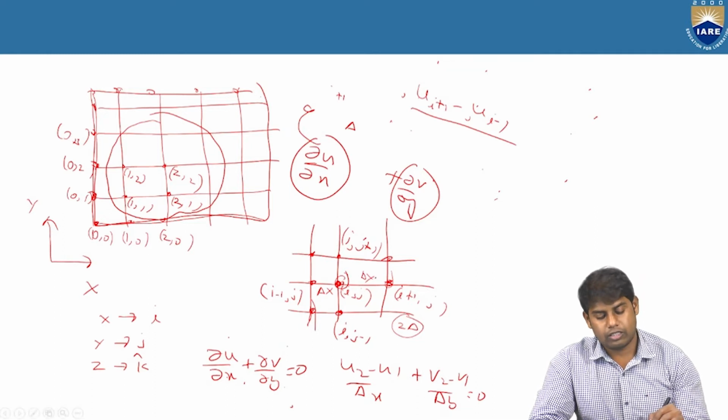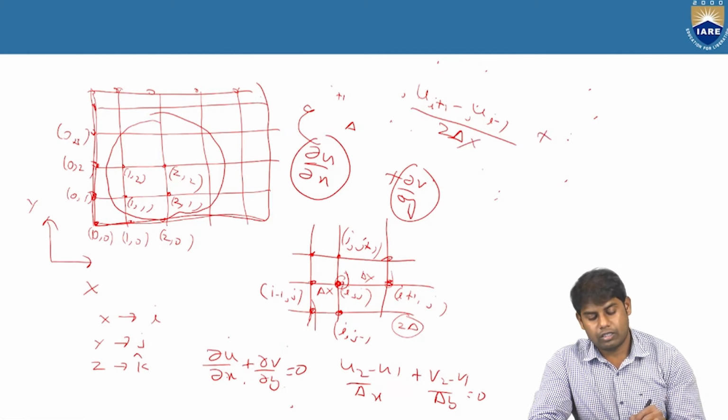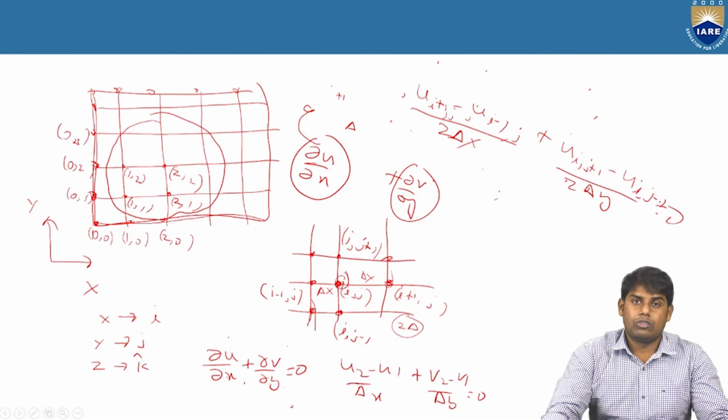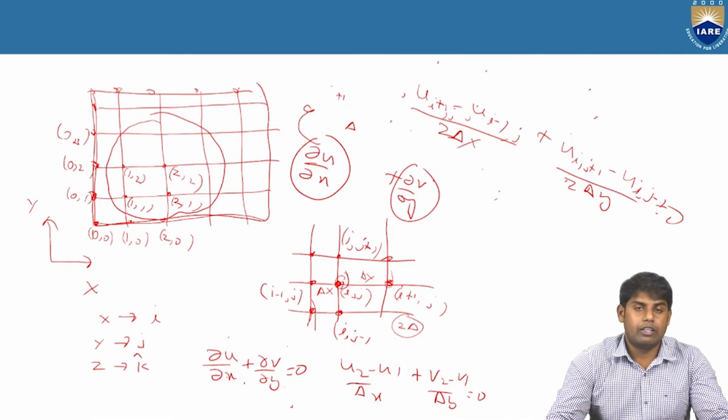So 2 delta x plus u of (i, j+1) minus u of (i, j-1) divided by 2 delta y is equal to 0. So this is what you have. So this is the central difference.